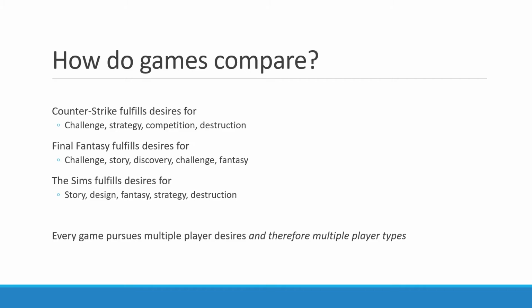On the other hand, something like The Sims, for example, is going to be more narrowly focused on the story, design, and fantasy aspects. There is a little bit of strategy and destruction, but those are not primary elements of the game by any stretch of imagination. So it's interesting to look at the games through the lens of this model in a couple of different ways.